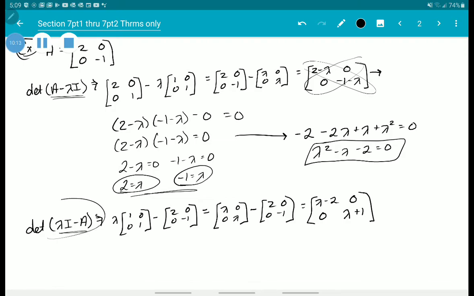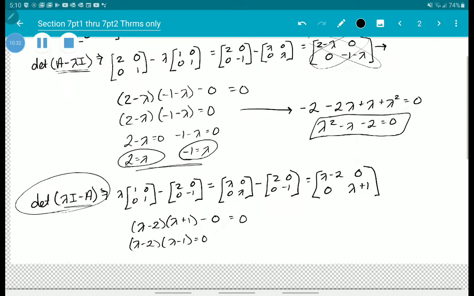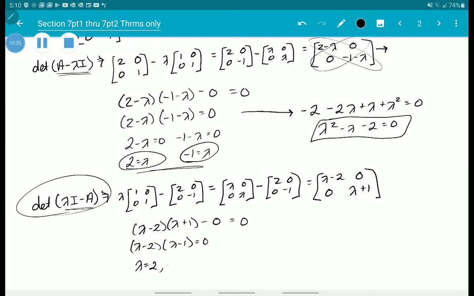If we were to do it with lambda I minus A, I want to show you you're going to get the same thing. So this determinant, same thing, AD minus BC is equal to 0. So we would have lambda minus 2, lambda minus 1 equal to 0. Already factored, right? So lambda is equal to 2 and 1. Just kidding, I dropped a sign here. This is lambda plus 1. So it would be 2 and negative 1. So it's the same thing that we got up here.